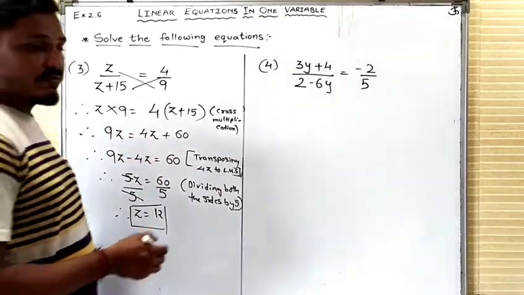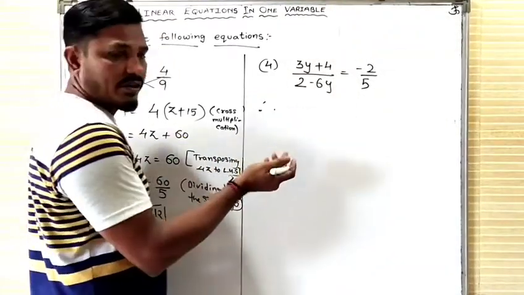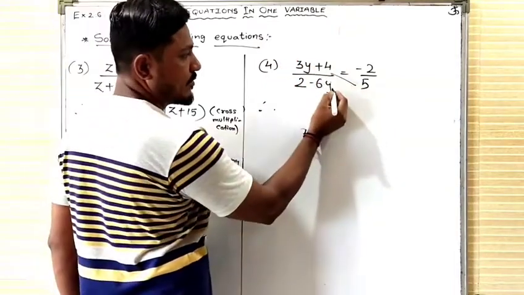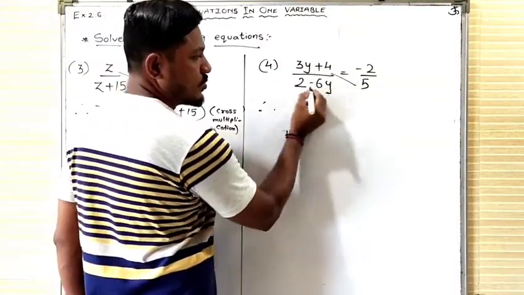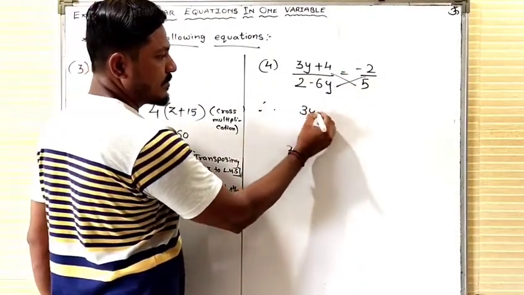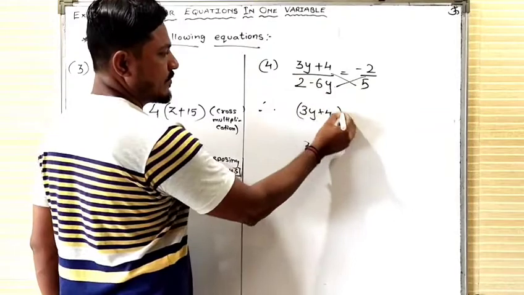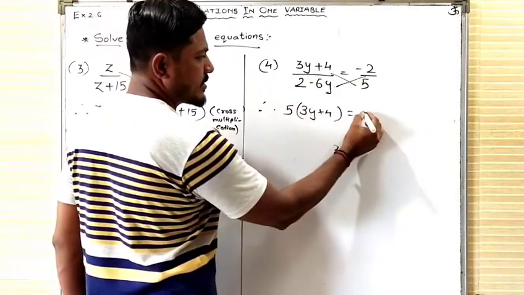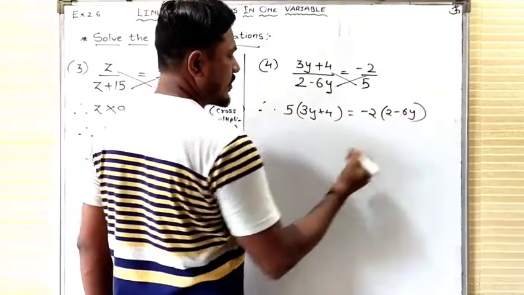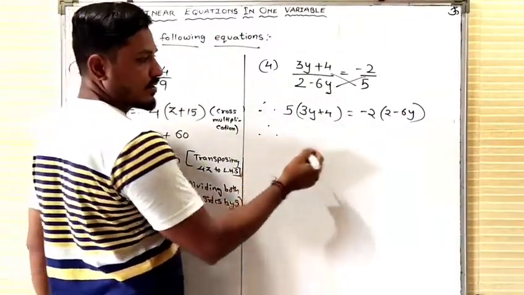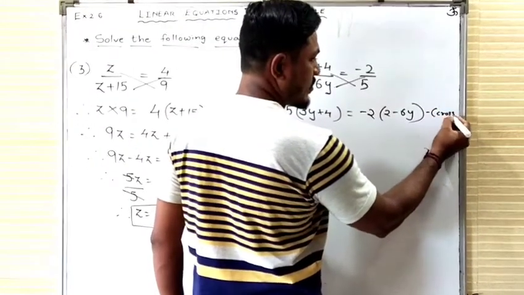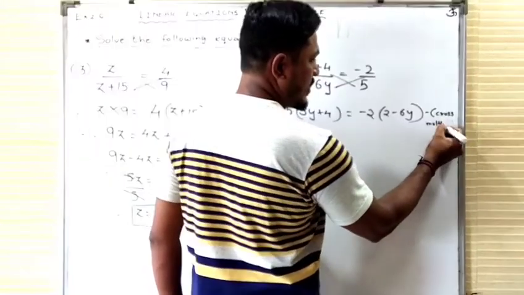Now let us do next sum. Here also you have to apply cross multiply as the variable in numerator and denominator both. So 5 will come over here in multiple and 2 minus 6y will go there. So write down this value 3y plus 4 and bring this 5 over here in cross multiplication. Negative is there, bring this value 2 minus 6y. After doing such, resolve the bracket. Write down over here cross multiplication.